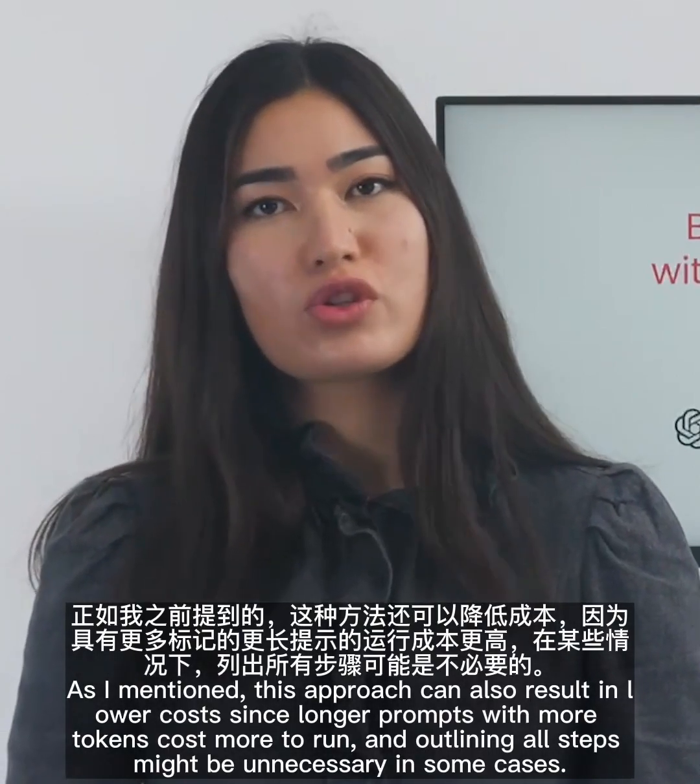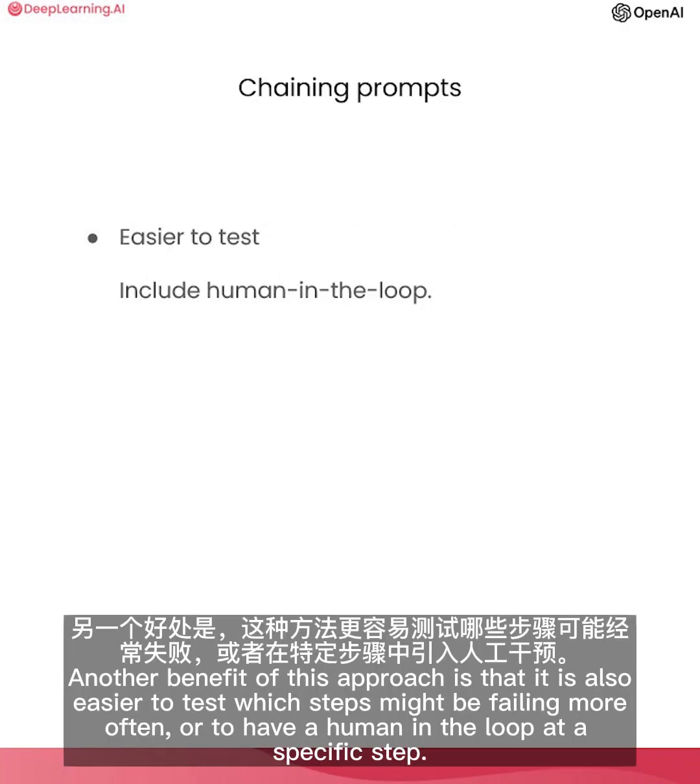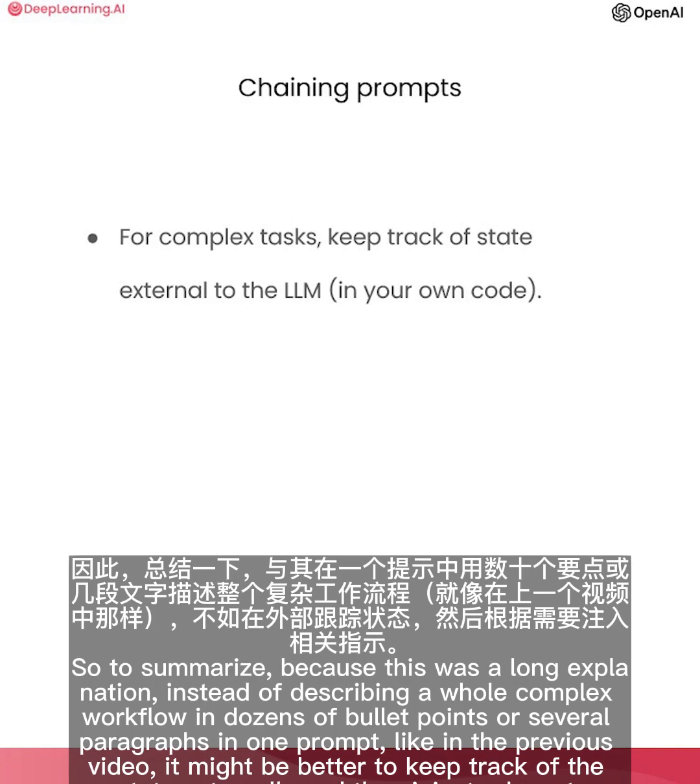This approach can also lower costs, since longer prompts with more tokens cost more to run, and outlining all steps might be unnecessary in some cases. Another benefit of this approach is that it is also easier to test which steps might be failing more often, or to have a human in the loop at a specific step. So to summarize, because this was a long explanation, instead of describing a whole complex workflow in dozens of bullet points or several paragraphs in one prompt, like in the previous video, it might be better to keep track of the state externally and then inject relevant instructions as needed.